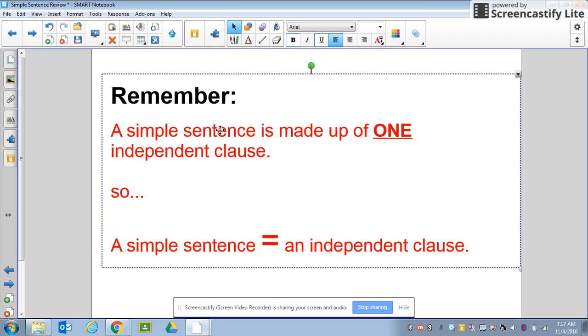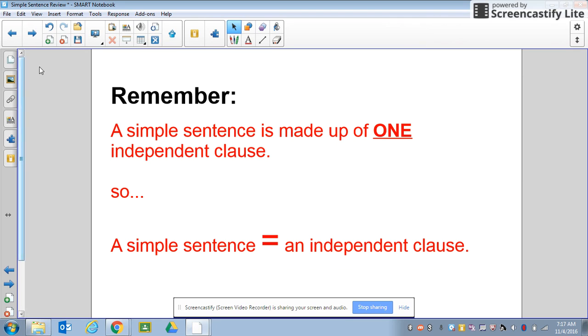And remember that when we talk about simple sentences, we're really talking about independent clauses. And if you have a sentence that's just made up of one independent clause, that's a simple sentence. Just remember that, especially when we get to compound sentences.